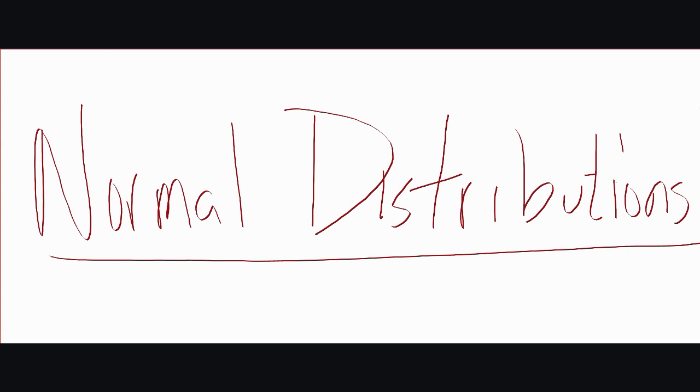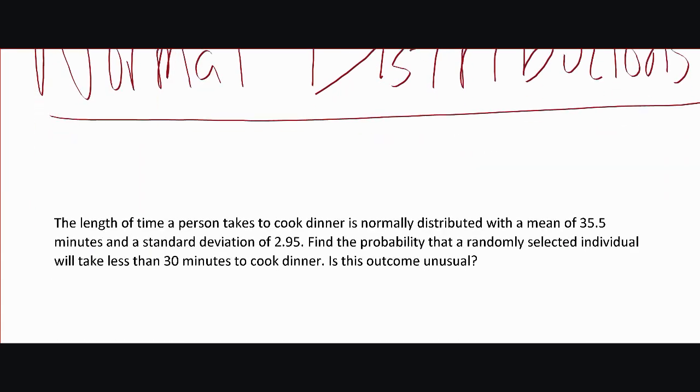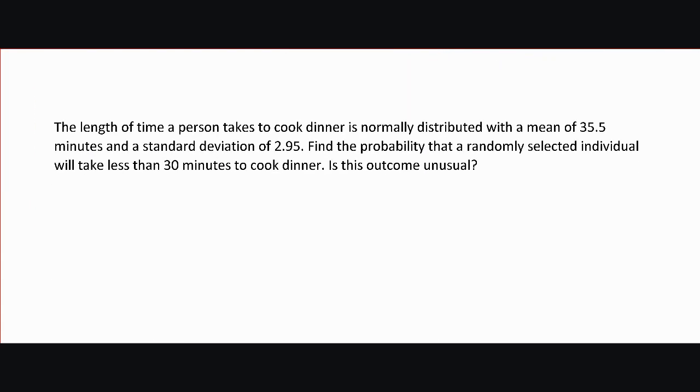So first of all, let's look at an example of a normal distribution problem. Here's one. The length of time a person takes to cook dinner is normally distributed with a mean of 35.5 minutes and a standard deviation of 2.95. Find the probability that a randomly selected individual will take less than 30 minutes to cook dinner. And then the second part of that is, is this outcome unusual? So there are two parts to this problem.